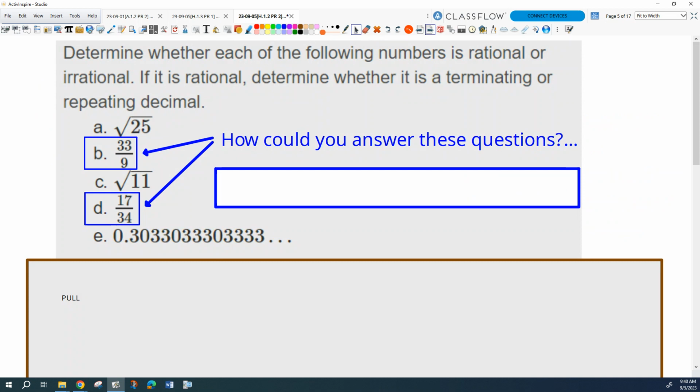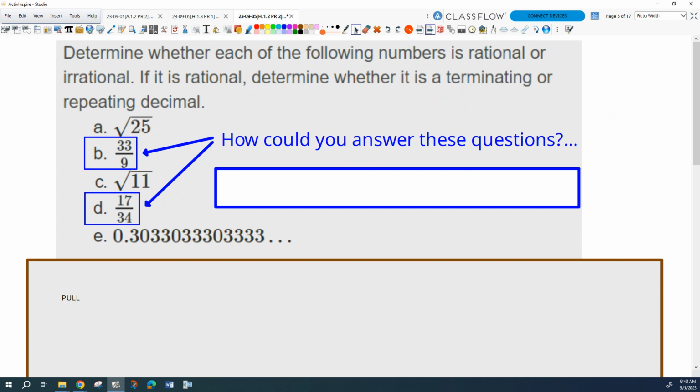Determine whether each of the following numbers is rational or irrational. If it's rational, determine whether it's terminating or repeating. So we'll just go rational, irrational. Thumbs up, rational, thumbs down, irrational. A. Yeah, rational. B. B should be really obvious because what's our simplest definition of the set of rational numbers? Okay, well, it is a fraction, isn't it? So that's clearly rational.